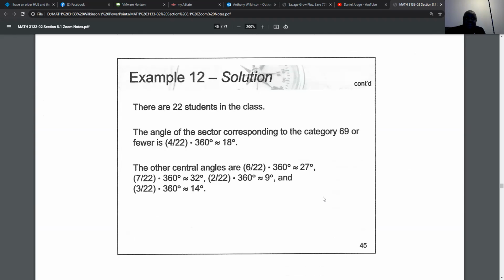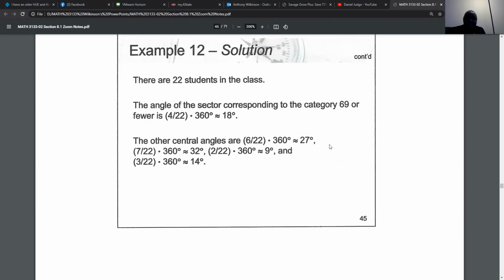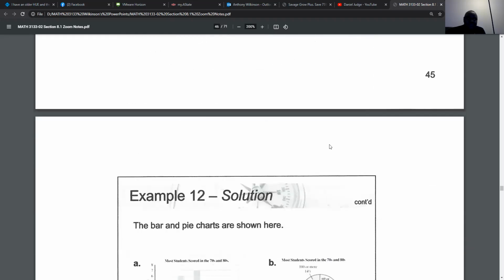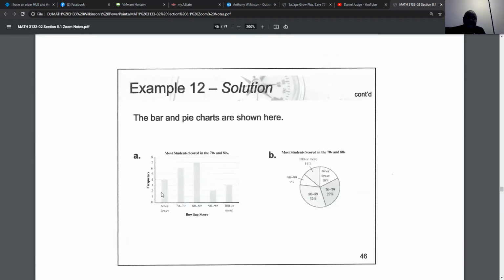Now I'm going to skip this slide here because this is kind of confusing for some of y'all if you're not familiar with the angle of a sector, because that's what they're using here to create a pie chart. So this is what the bar chart looks like on the left side. Notice that it is in categories. The bowling score is the horizontal axis. The frequency is the vertical axis. And here they came up with the title, Most Students Scored in the 70s and 80s.